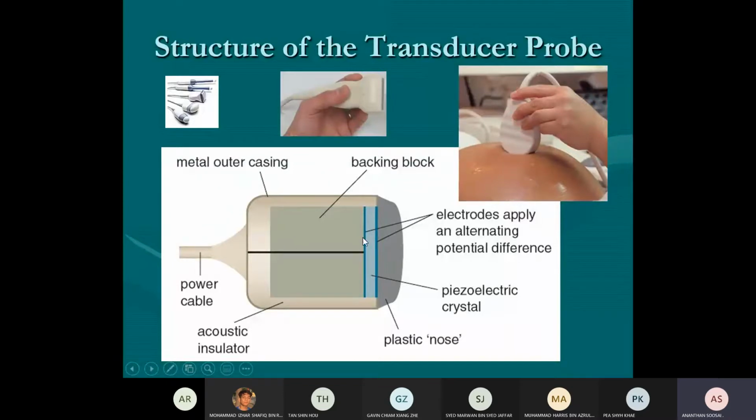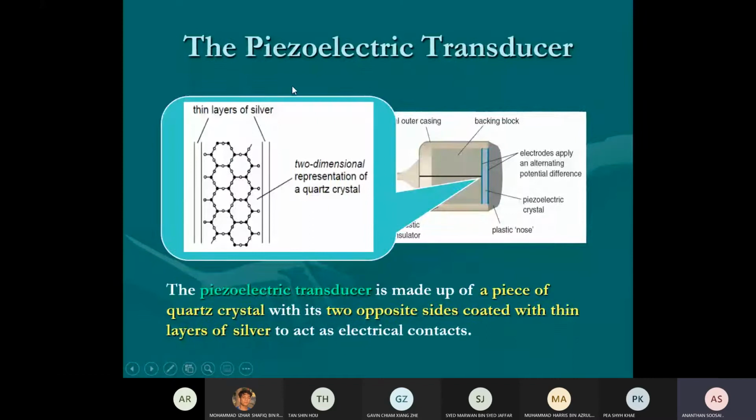This piezoelectric transducer is made of a parallel plate, with an electric field. In between the parallel plates there is a crystal, a tetrahedron crystal. The piezoelectric transducer is made of a piece of quartz crystal, with two opposite sides coated with a thin layer of silver.